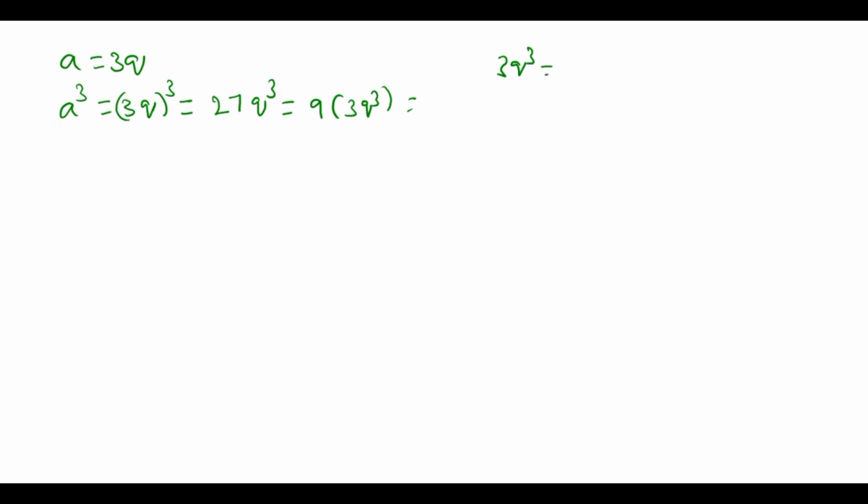Otherwise we do one thing here, a equal to 3q, okay? Take cubing on both sides. It's the first case, okay? Then we get here 3 cube is 27 q cube. So this one we write 9 into 3q cube, okay? Then if you consider this 3q cube as m, then we get here it is 9m form, okay?